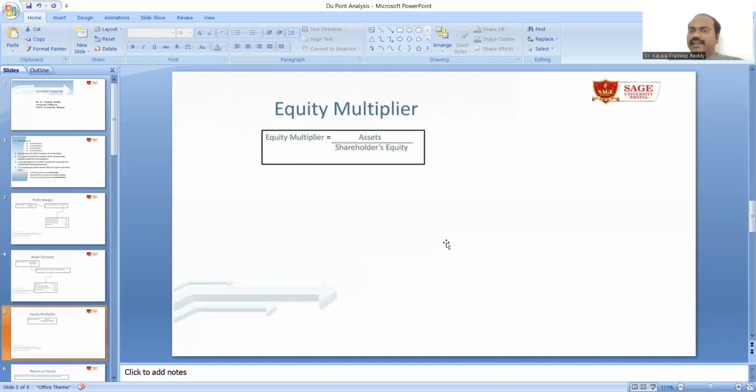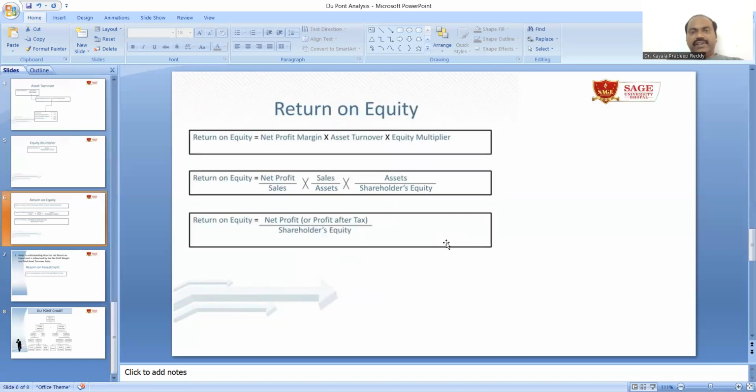And the third one is the equity multiplier. Equity multiplier is assets by shareholders equity. So when we calculate the return on equity, it is net profit margin into assets turnover into equity multiplier. In the first method, we have taken profit margin; the second one is assets turnover; and the third one is the equity multiplier.